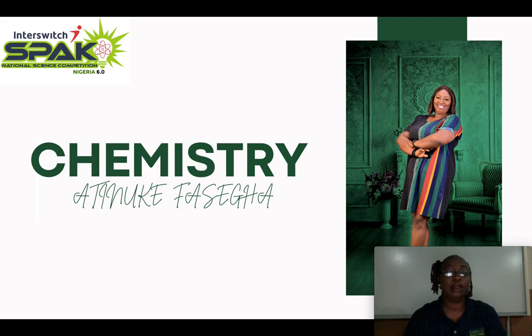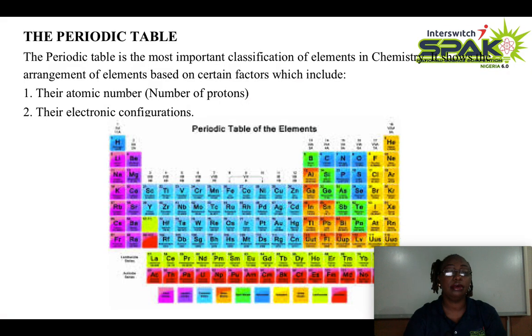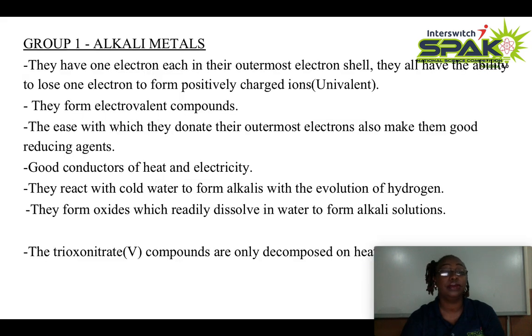So today we'll be looking at the periodic table and chemical reactions. So let's look at the periodic table first. The periodic table is the most important classification of elements in chemistry. It shows the arrangement of elements based on certain factors, their atomic numbers, and their electronic configuration.